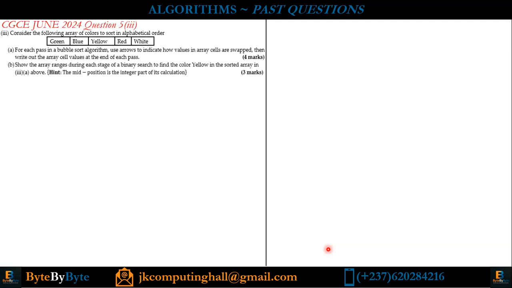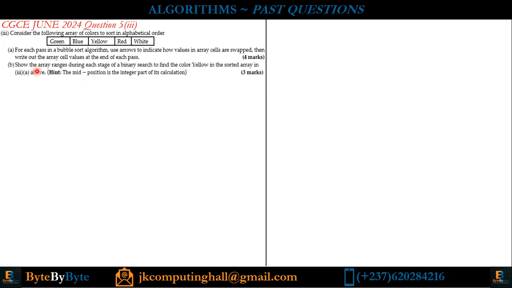The question says, consider the following array of colors to sort in alphabetical order. We have green, blue, yellow, red, white. For each pass in a bubble sort algorithm, use arrows to indicate how values in array cells are swapped. Then write out the array cells value at the end of each pass. Now what question A says for 4 marks.